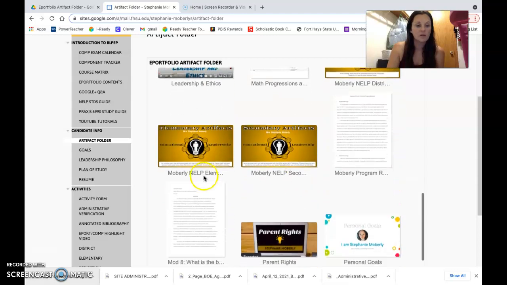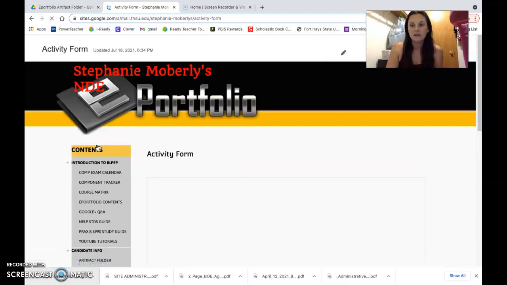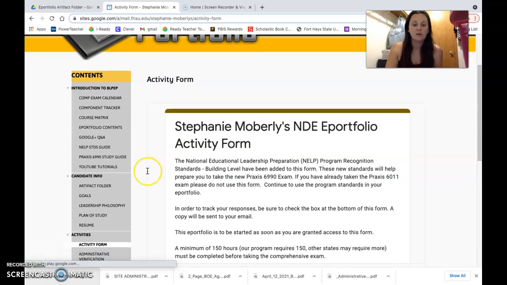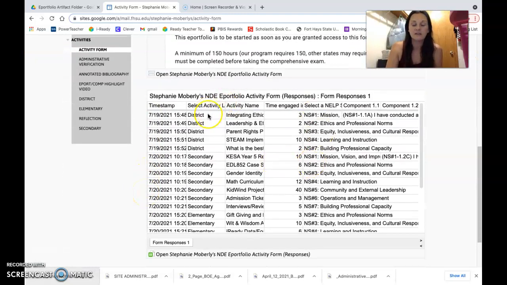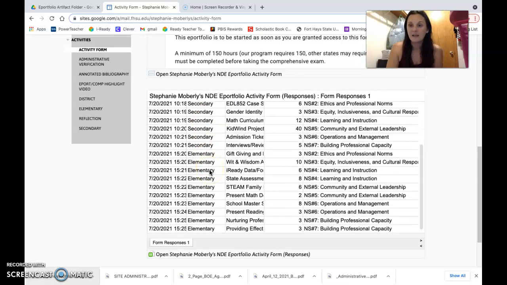So we can look now down here at the activity section. Here is my activities form. Down here on the bottom on this Excel, you'll see all of the different activities. I did 5 activities for the district level. I did 7 activities for the secondary level, and then I did 10 activities for the elementary level, since I'm wanting to focus primarily on the elementary level in my future.